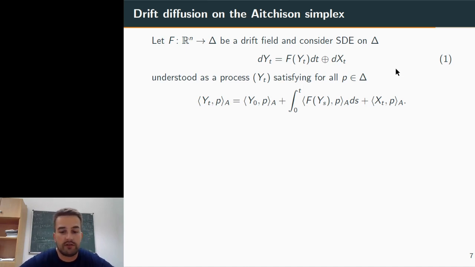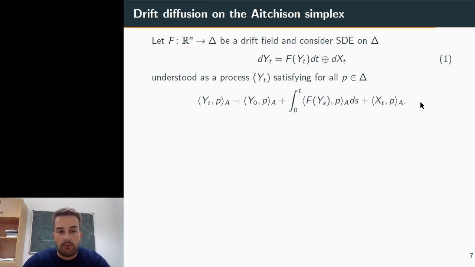Well, we understand it, of course, in the same way as we would, for instance, understand SDEs in an infinite dimensional Hilbert space, just by testing. So that is, we would say Y is a solution to this equation provided Y is a solution to this integral equation over here for all p in the simplex.